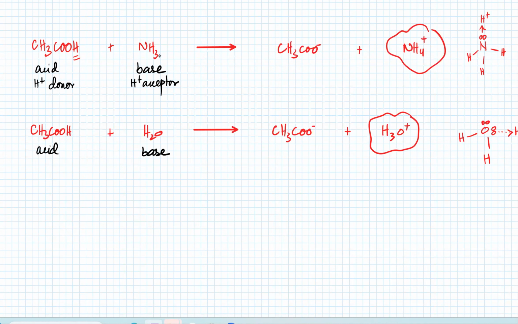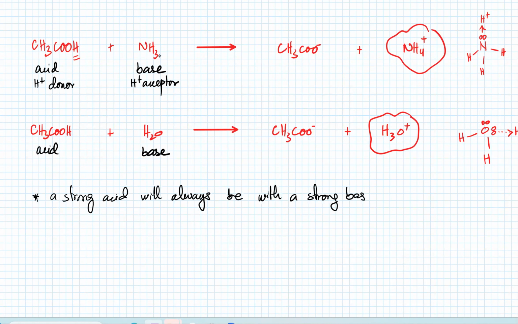So remember this point that when you have a strong acid, it will always be with a strong base. Even technically, if it's not a strong base, it's going to convert it into a strong base, because if you've got a strong acid which is readily losing H plus ions, the other one has to accept those H plus ions. So it's going to behave as a strong base. Is that clear? Yep, it's clear.